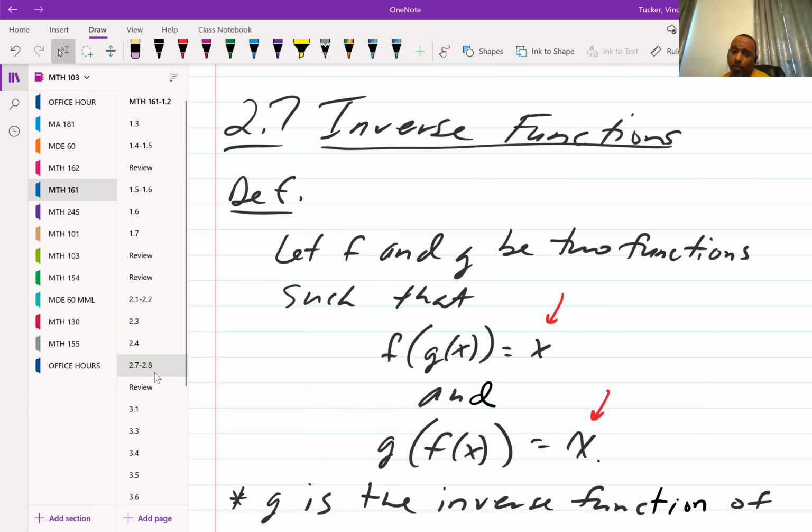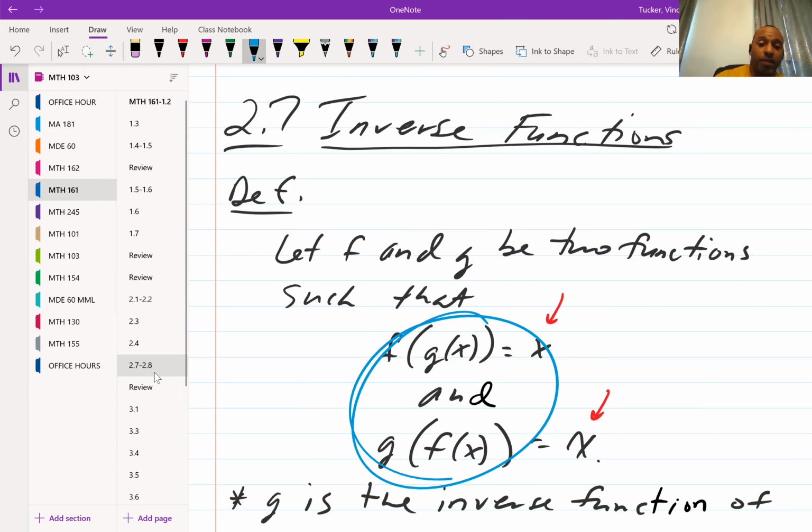So inverse functions, if we let f and g be two functions such that when I plug g into f, going back to what we just finished doing, plug g into f, it reduces down to x. Then if I were to plug f into g, it would also reduce down to x. Now, keep in mind, both of these have to happen in order for us to have inverse functions. It's not just one or the other.